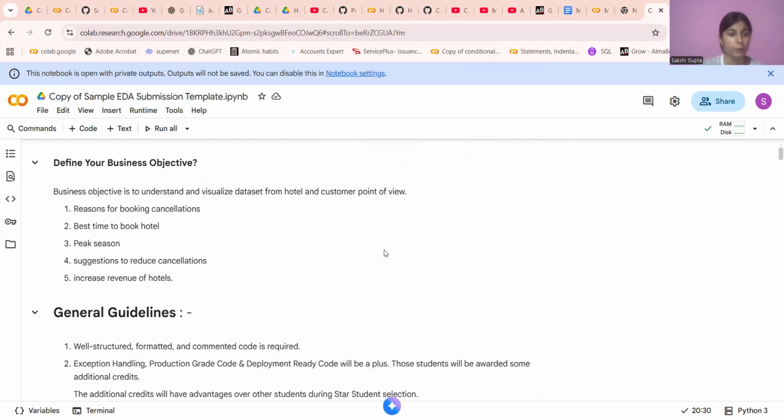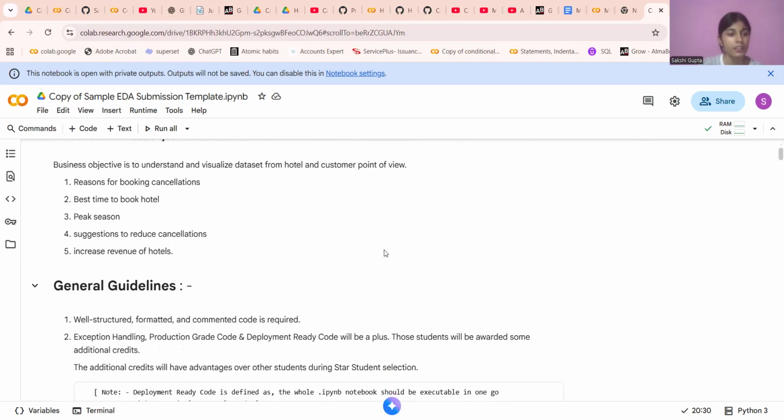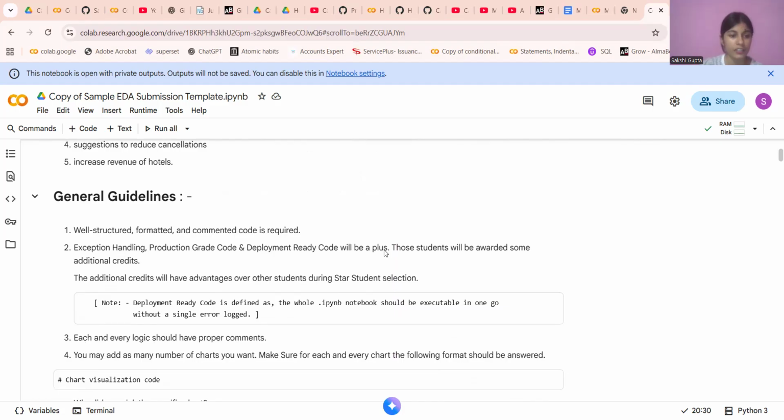Now defining your business objective. The business objective is to understand and visualize the data set from the hotel and the customer point of view. First one is reason for booking cancellation. Second, best time to book hotels. Third, peak season. Fourth, suggestion to reduce cancellation. Fifth is to increase the revenue of the hotel. This is a general guideline.